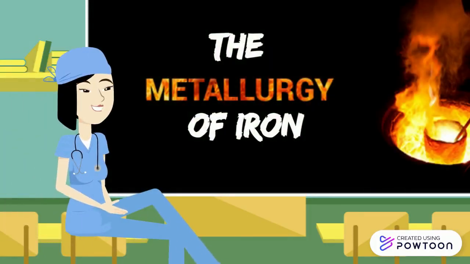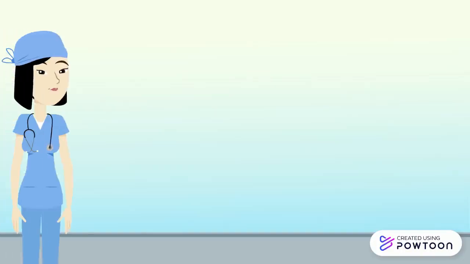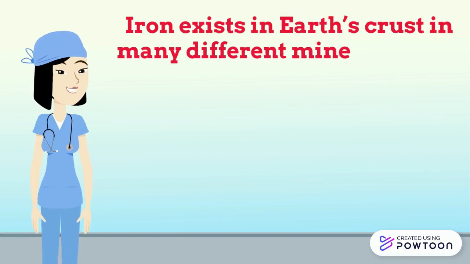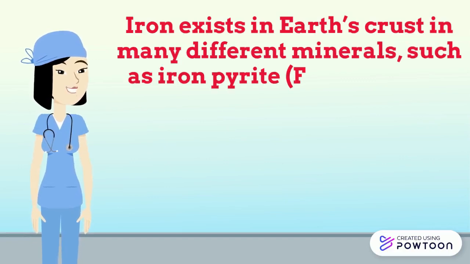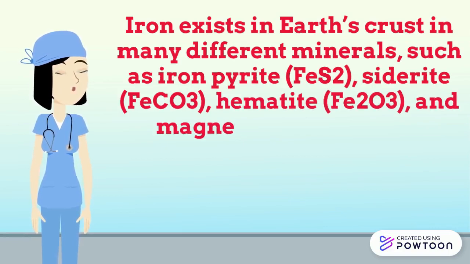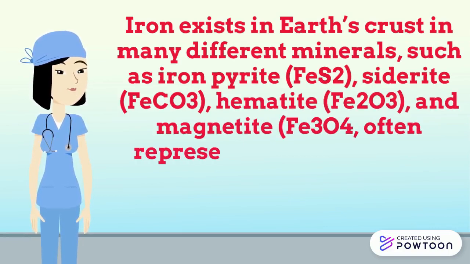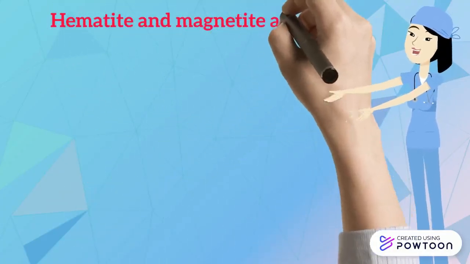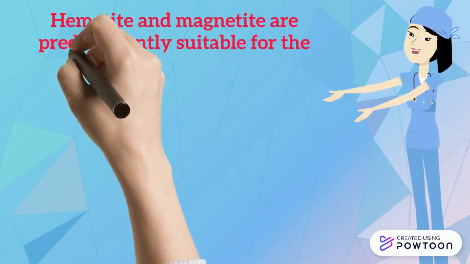The metallurgy of iron. Iron exists in Earth's crust in many different minerals, such as iron pyrite, siderite, hematite, and magnetite. Hematite and magnetite are predominantly suitable for the extraction of iron.